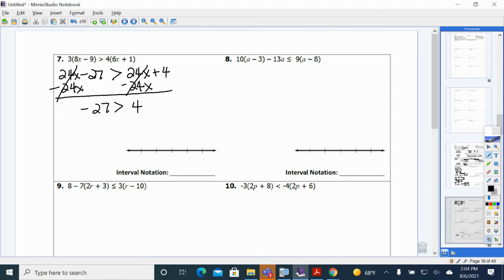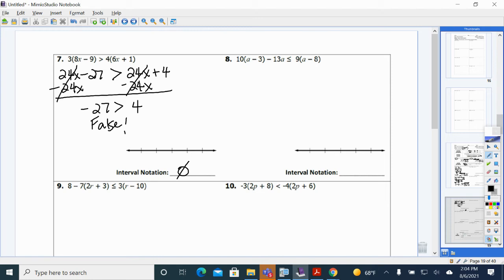You have to decide, is that true or is that false? Is negative 27 greater than 4? No, it is not. So my solution is no solution. There is nothing that works. Because this is a false statement, my answer is there is no answer. So there is no interval notation. You're just going to tell me it's no solution. If there are no solutions, then there's absolutely nothing on your number line that's going to need to be shaded.